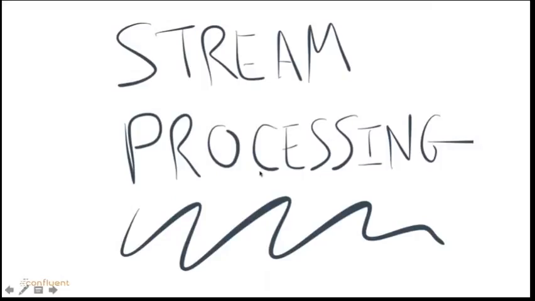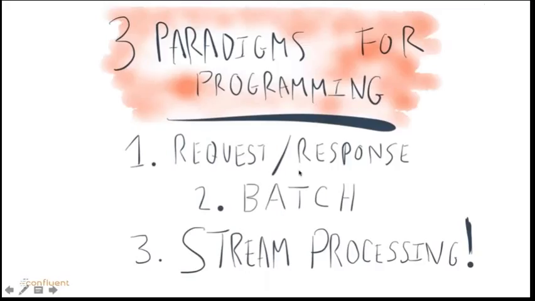And to introduce that, I'm going to walk a little bit more into these different areas we talked about a second ago. We talked about request response, we talked about batch processing, and now I'm talking about stream processing. Let me try and show a little bit about how these fit together.